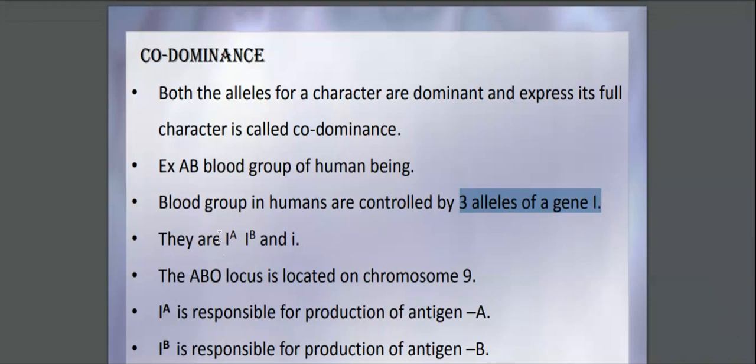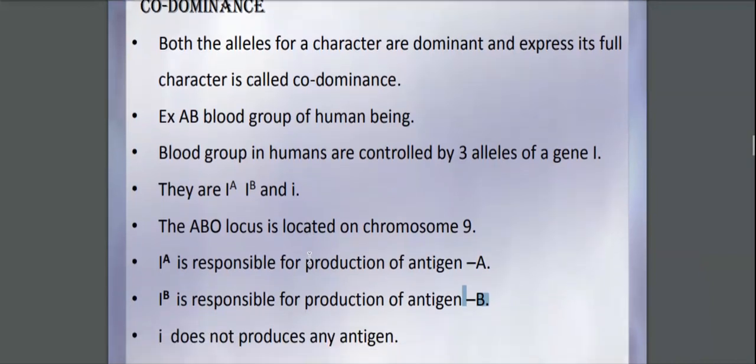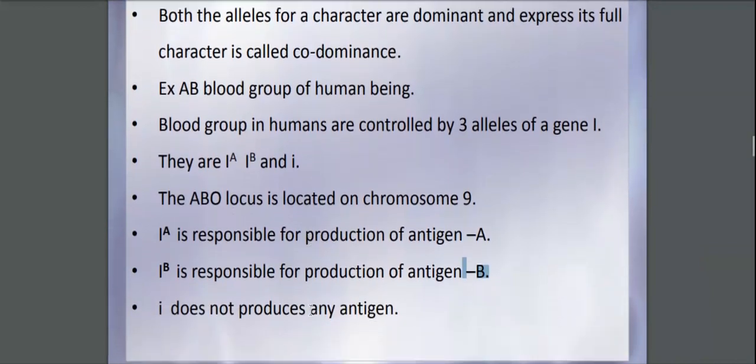Now this gene I has, as you can see, three different types of alleles. So you have the allele IA, which is responsible for producing the A antigen, IB, which is responsible for producing the B antigen, and i, which is not going to produce any type of antigen. So, what exactly is this antigen and where is it found?